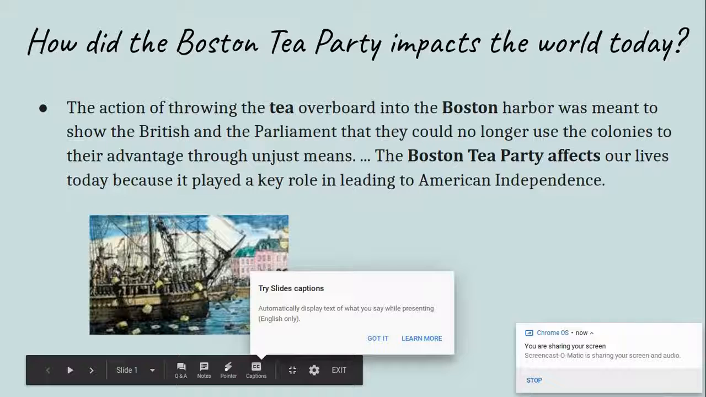After we have just learned about what the Boston Tea Party is, what events led up to it, and how it impacted the events following the Tea Party, let's look at how the Boston Tea Party impacts the world today. The action of throwing the tea overboard into the Boston harbor was meant to show the British and the Parliament that they could no longer use the colonies to their advantage through unjust means. The Boston Tea Party affects our lives today because it played a key role in leading to American independence.